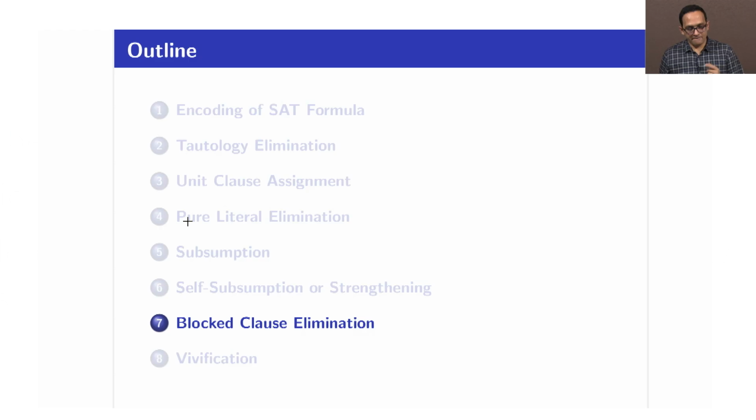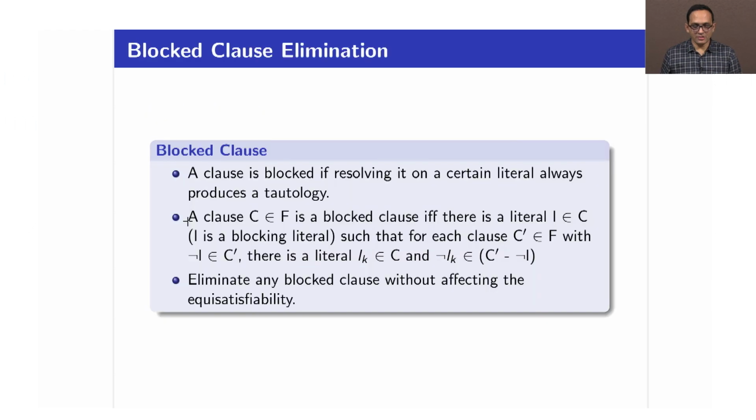Okay. The next one is blocked clause elimination. So, what we are saying is that is there any clause which is blocked, right, and if that particular clause is blocked, you can remove this. So, let us define what is a blocked clause. It says that a clause is blocked if resolving it on a certain literal always produces a tautology. Tautology we have already discussed, that means the resultant clause is always true.